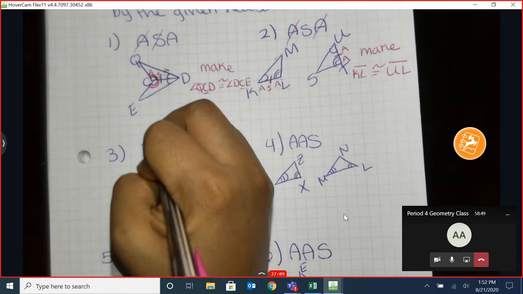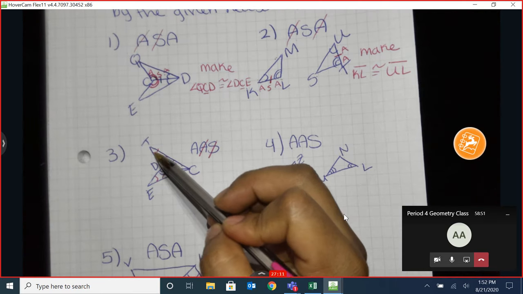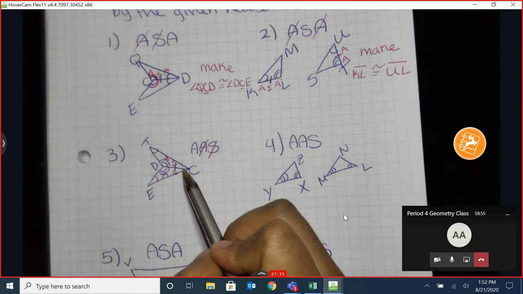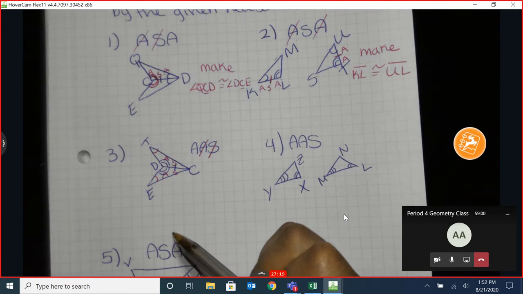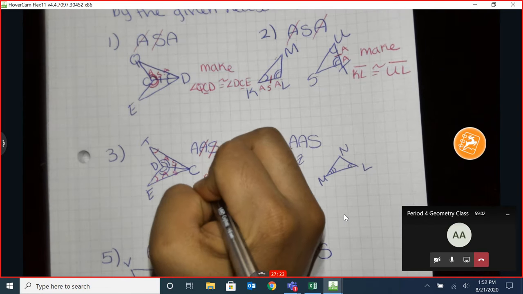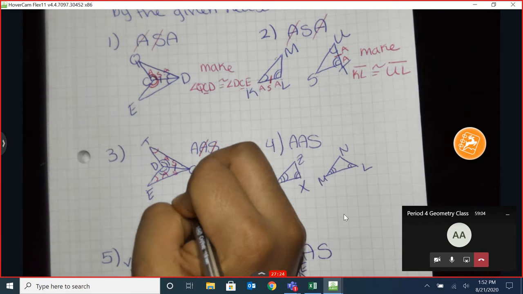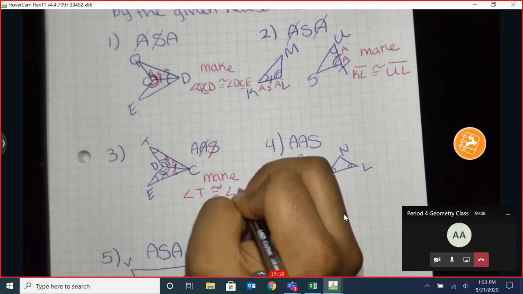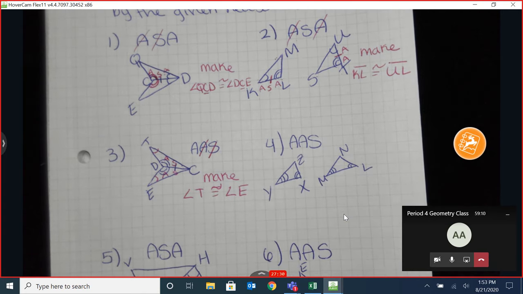Yes, T and E, because now it follows angle, angle, side, angle, angle, side. If I would have done it at the C, it would have been angle, side, angle. Is that what it's asking us? No. So then we are going to make angle T congruent to angle E. Are you getting a feel of this, guys? I hope that you are.